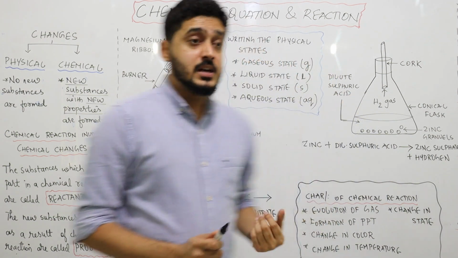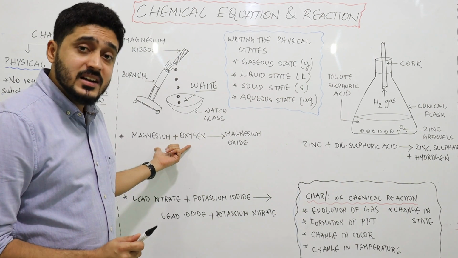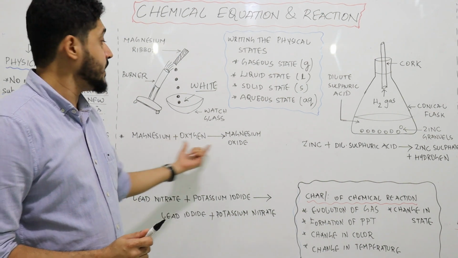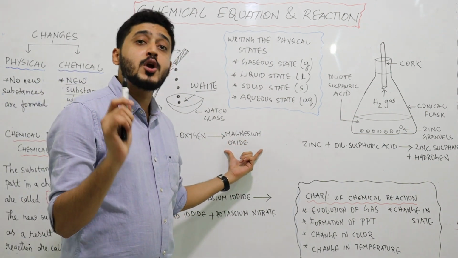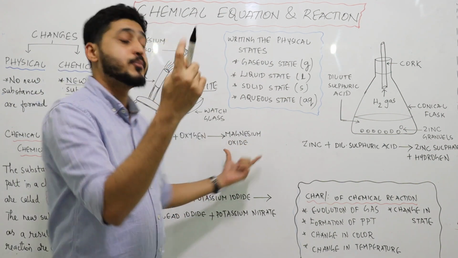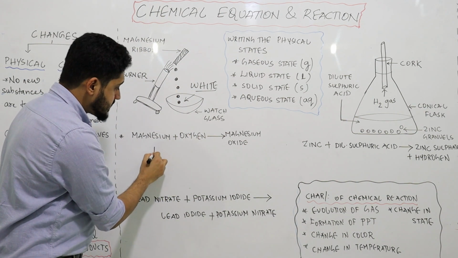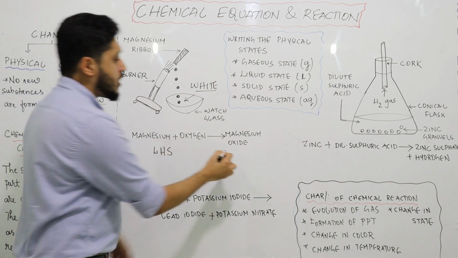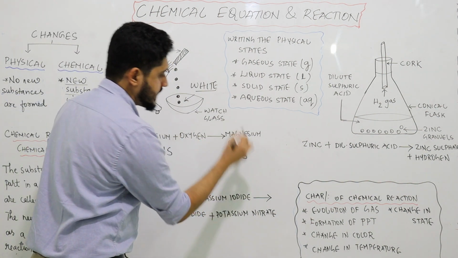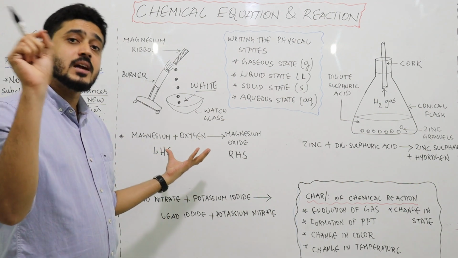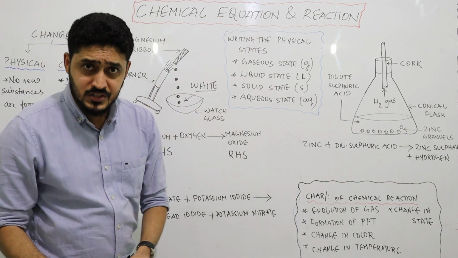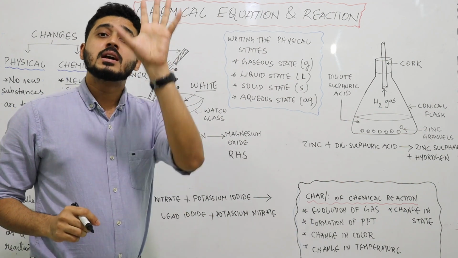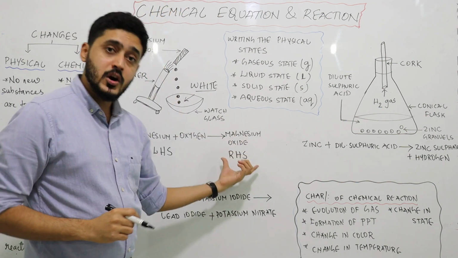Whenever these two reactants, magnesium and oxygen, react, you will get a new product. Magnesium oxide is the product. Always write your reactants on the left hand side and the products on the right hand side. So the substances which take part in a reaction are reactants and the new substances which are formed due to chemical reactions are products.